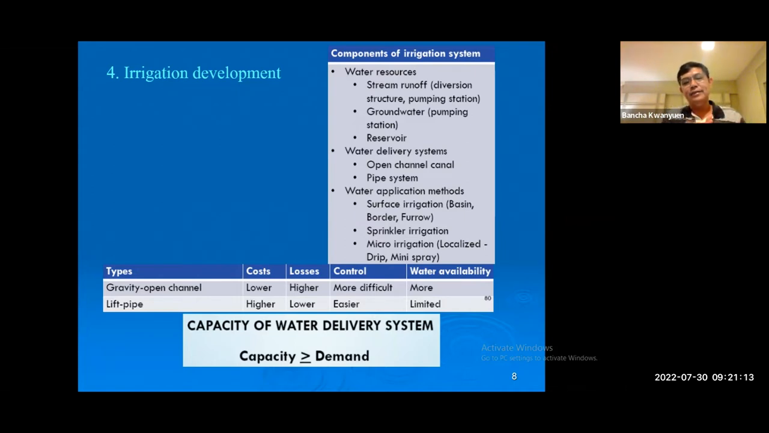And in summary for this topic, in general, the capacity of the system has to be a little bigger than the demand, or at least equal to the demand, so you can guarantee that you have enough water supply for the whole season, especially at the peak time. This means that you irrigate at the potential, so you have sufficient water. If you have insufficient water, this concept is a little bit different. This one is called a full irrigation system.